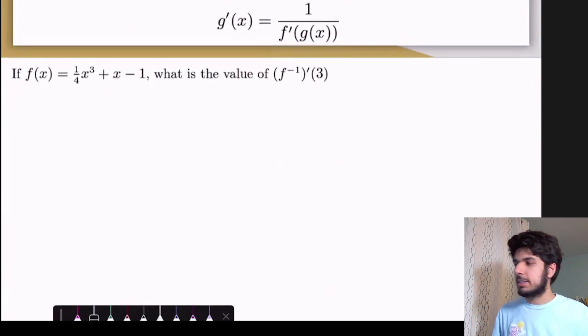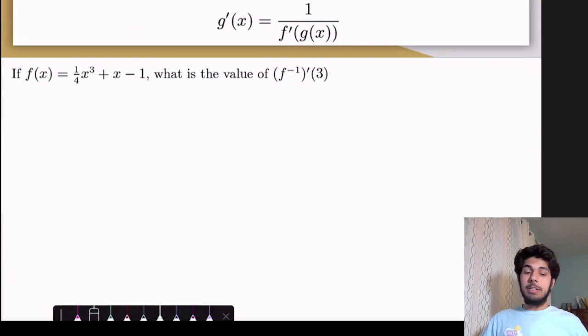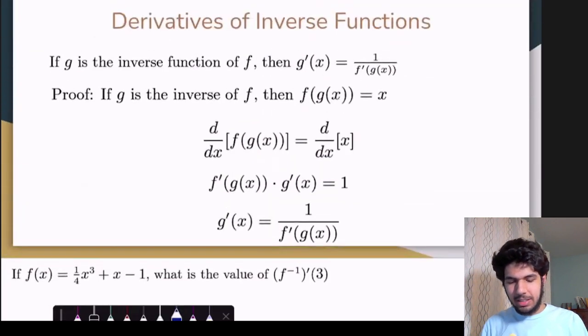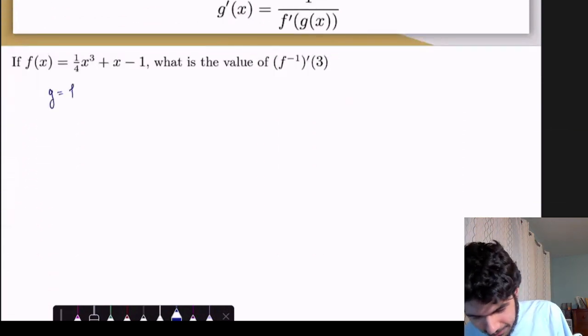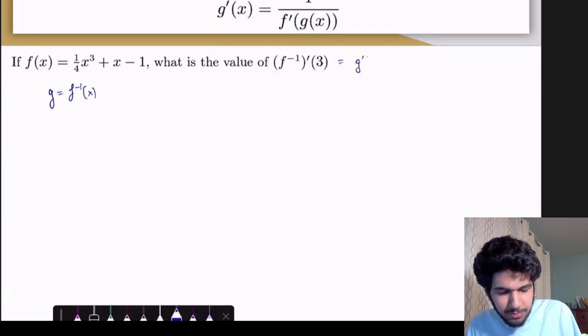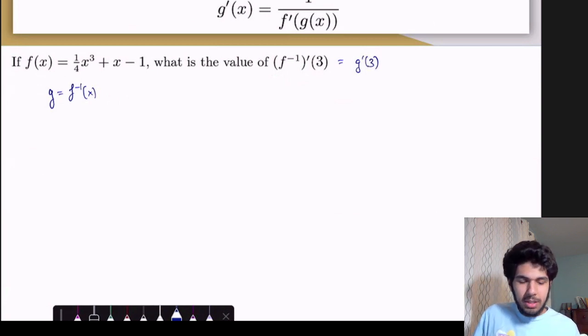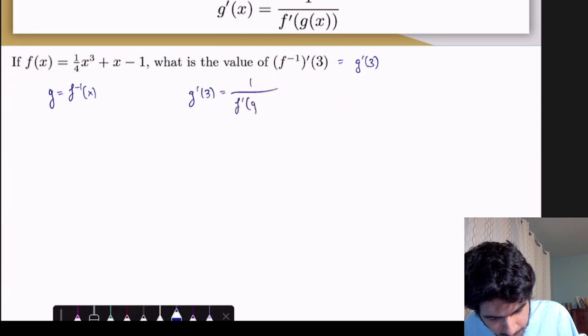So let's try to use that in practice here. f of x is given by this cubic formula here. We're asked to find what is the value of f inverse prime of 3. Pretty weird notation. Well, in the previous slide, we said that if g is the inverse of f, then we have a formula for g prime of x. If we let g equal the inverse of f, then we're solving for g prime of 3, which we have a formula for. So we'll do just a tiny bit of change of variables here, just so it's a little bit more pleasant to look at. That means g prime of 3 equals 1 divided by f prime of g of 3.